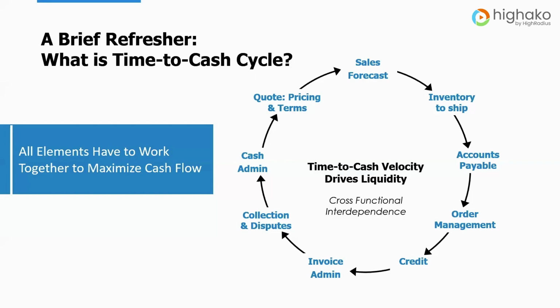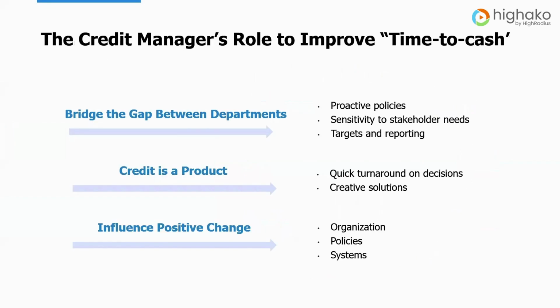So the other areas of the process, we've got order management, we've got credit, invoice administration, and ultimately collections, resolving disputes, and as cash is received, it's applied to the right account and the right invoice. So you can see how all of these things fit together. And really, when we're talking about time to cash, we're talking really when the quotation is made until there's actually cash in the bank. So let's talk about the credit manager's role in improving this time to cash cycle.